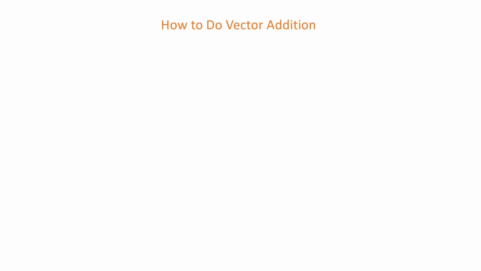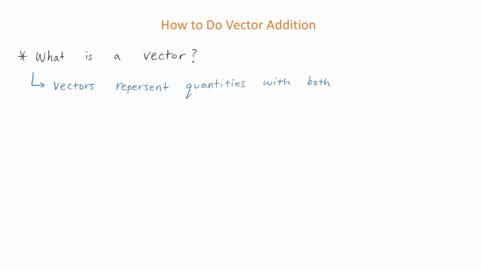Hi everyone, in this lesson I'm going to teach you how to do vector addition. Let's start by answering the question, what is a vector? Well, vectors represent quantities that have both magnitude and direction. We represent vectors using arrows.